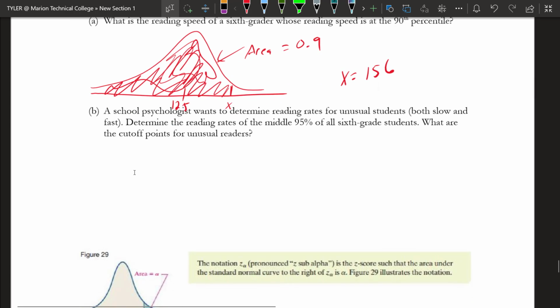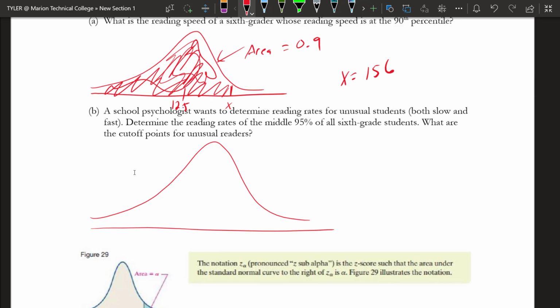So then part B says a school psychologist wants to determine the reading rates for unusual students, both slow and fast. Determine the reading rates of the middle 95% of all the 6th grade students, right? So if I draw my picture, and the center is going to be the mean of 125, and I want to find these particular cutoff values, I'll call x sub 1 and x sub 2, where the area in between this area is equal to 0.95.